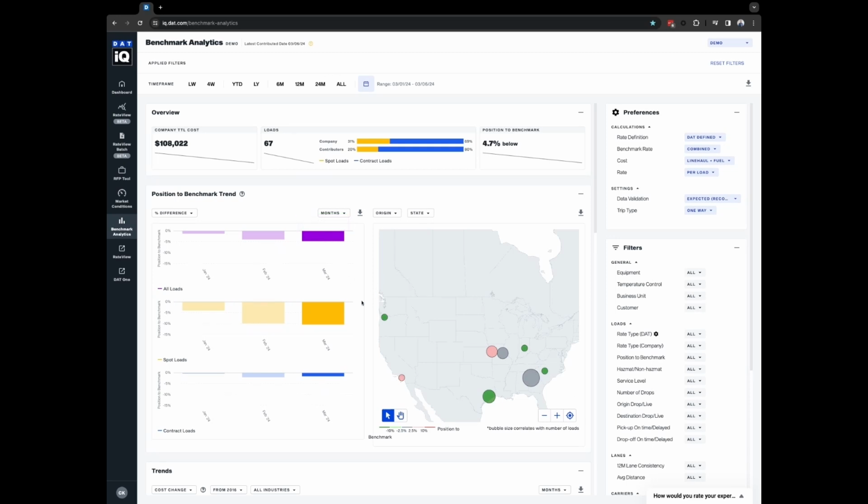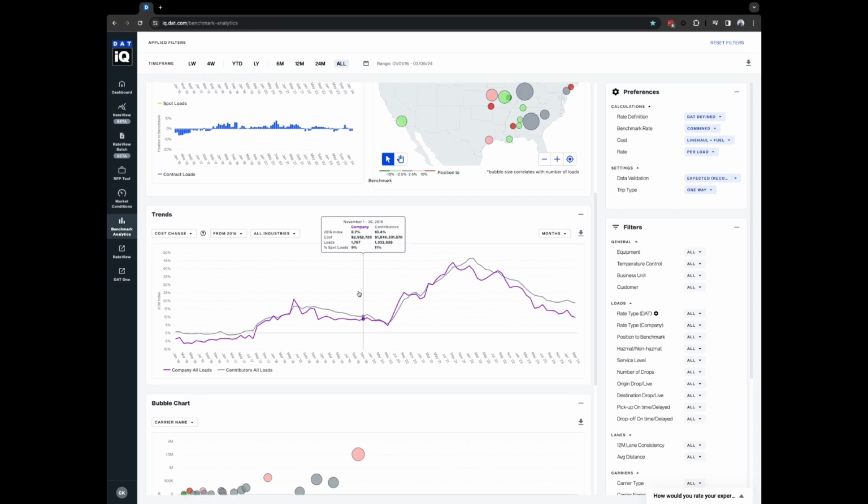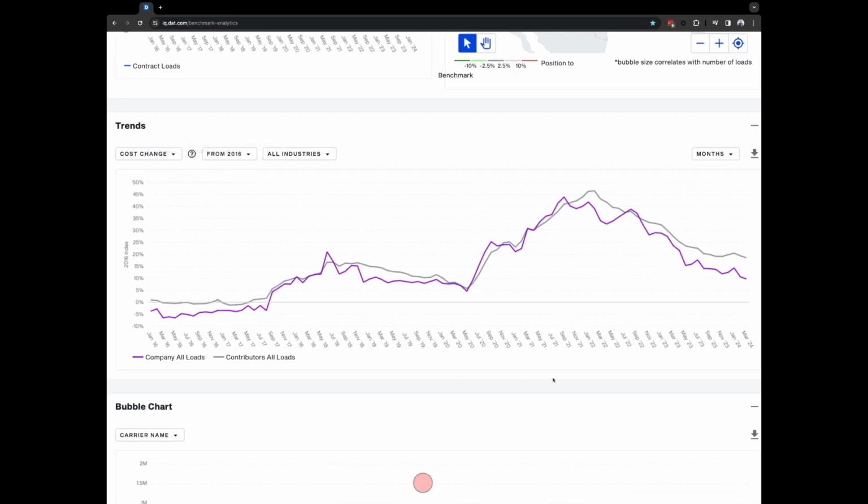If I open the date range back up to all and scroll down here, this is another highly commonly used view to illustrate how your rates are changing over time compared to all contributors' rates and how they're changing over time. All contributors are in gray and your rates will be in purple. And this answers a different question than the bar chart above. The bar chart's answering the question, are my rates higher or lower than everyone else's? This is answering the question, how much have my rates changed over time?